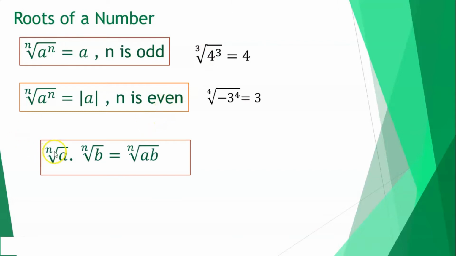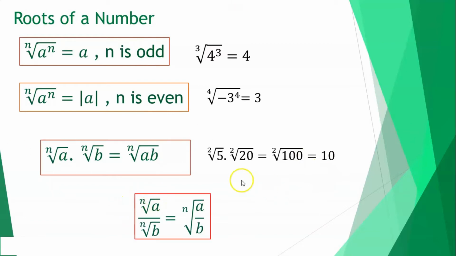Next, when you multiply radicals of the same index, you simply multiply the radicands and copy the index. For example, the square root of 5 times the square root of 20. So 5 times 20, you'll get 100, since our indexes here are equal. So that would be the square root of 100, or simply 10.